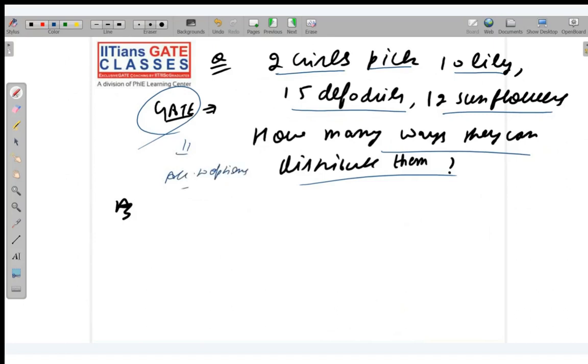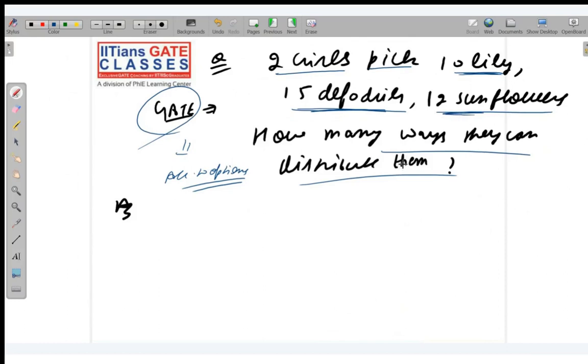See, by default, I have told you, if I say 3 maths books are there, you will say all the 3 maths books are different. They are not identical. I will say one is linear algebra, another is calculus, another is some other normal algebra and so on. So by default, we have to take everything to be distinct. So here 10 lilies are there, so I will consider them as distinct, 15 daffodils distinct, 12 sunflowers distinct. I have to consider them as distinct only.